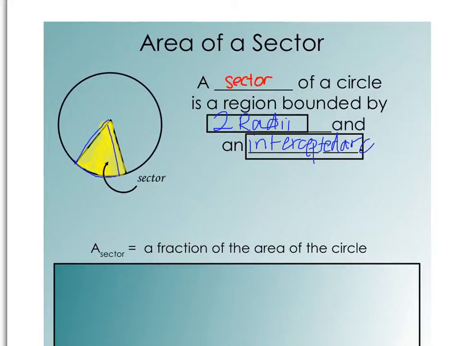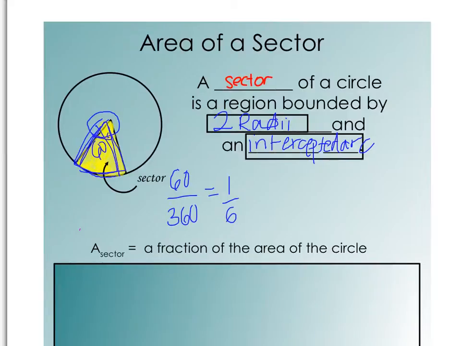To find the area of this sector, we're going to first of all think about this as just a fractional part of the circle. So let's pretend this is a 60-degree angle. What part of the 360-degree circle is the 60-degree angle? Well, that would be 60 out of 360, or 1/6 of the circle.